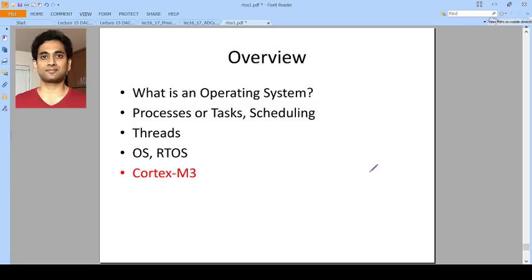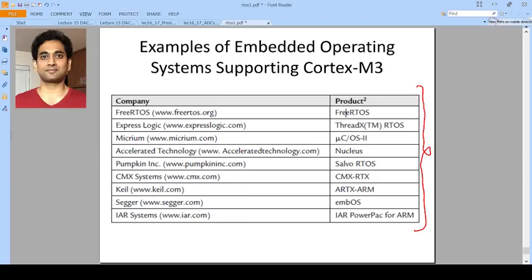So what we have done in this lecture, to summarize, is to understand what an operating system does, and how it does the job of communicating between different processes, scheduling different processes, and handling different housekeeping jobs. We understood what threads are. A thread is a subset of resources needed to perform a task. And then we understood real-time operating system considerations. What constitutes a real-time operating system? An operating system that has to meet specific time deadlines is called a real-time operating system. And then some examples of real-time operating systems that can function well with Cortex M3.